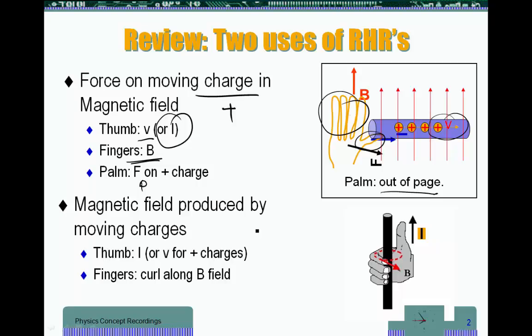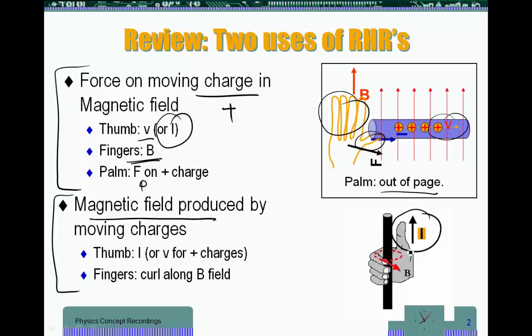The other right-hand rule is the magnetic field produced by a moving charge. So the first one is going to help us to find the force on moving charges. The second one is going to help us to figure out the magnetic field due to moving charges. And again, the thumb here, we put it in the direction of the current, or V if it is a moving positive charge. Then the fingers curl along the direction of B as we wrap our hand around the wire that's carrying the current.